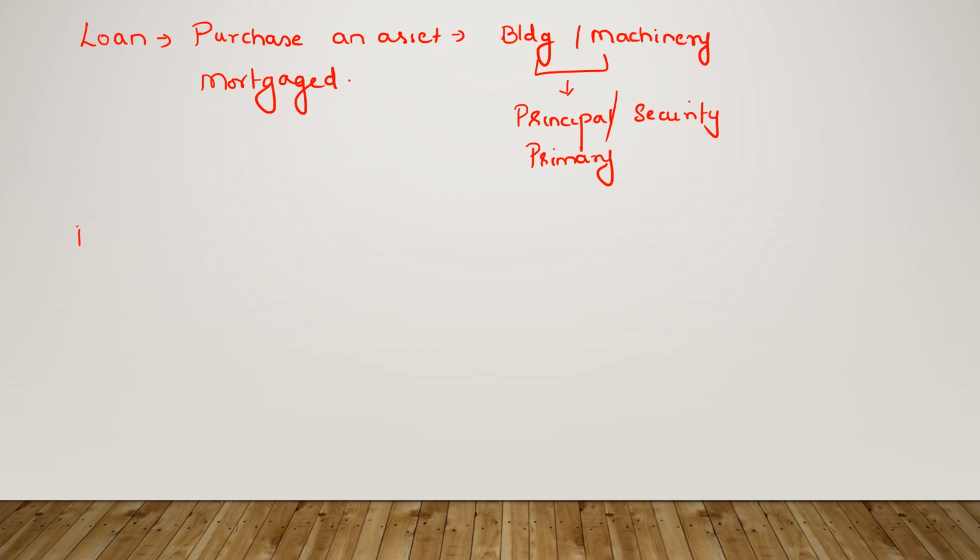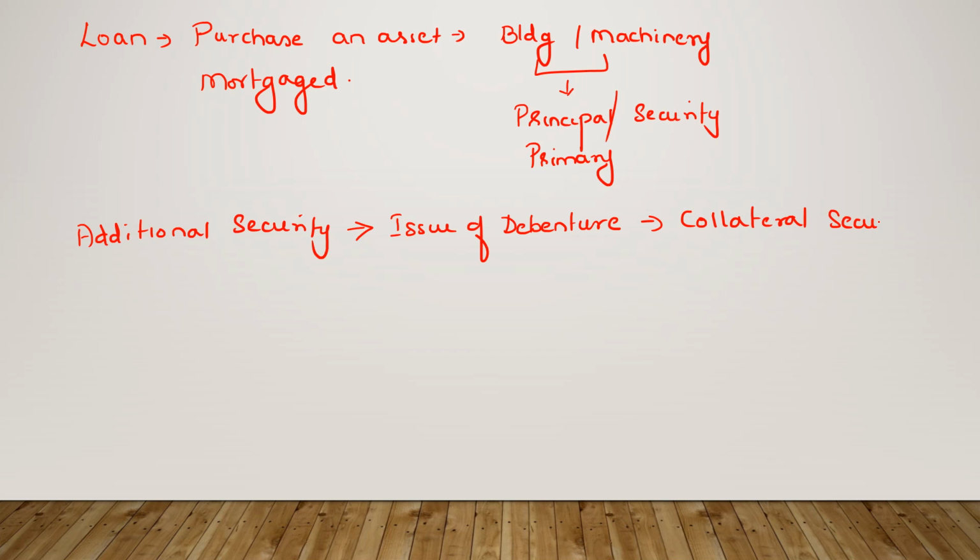However, sometimes some additional security might be given. In addition to whatever has been given as principal or primary security, some additional security can be given. Like in our case, which we are studying, is issue of debentures as collateral security. Debentures might be issued as additional security, and that we call collateral security. So the additional security given by way of debentures is called collateral security.